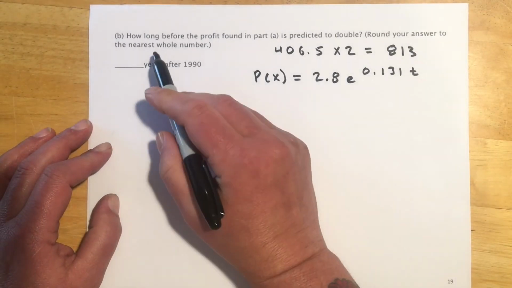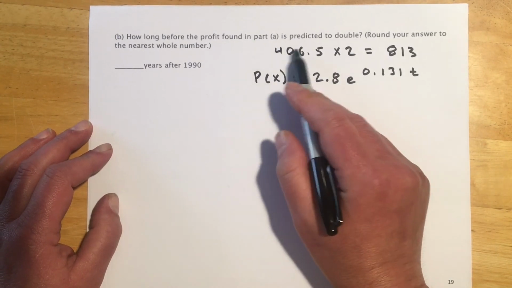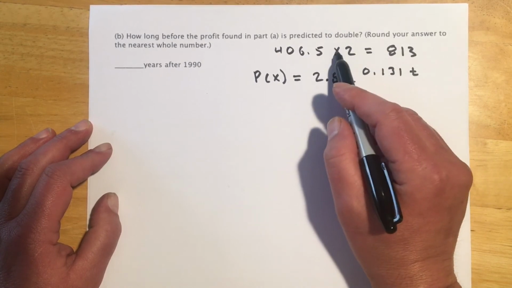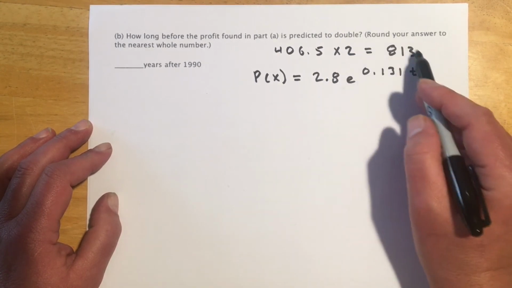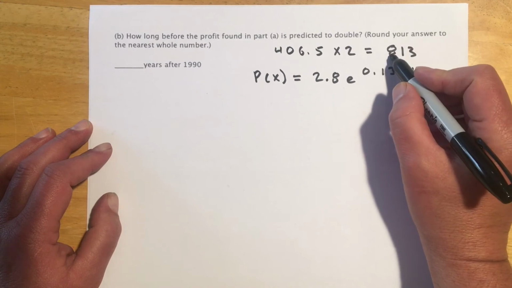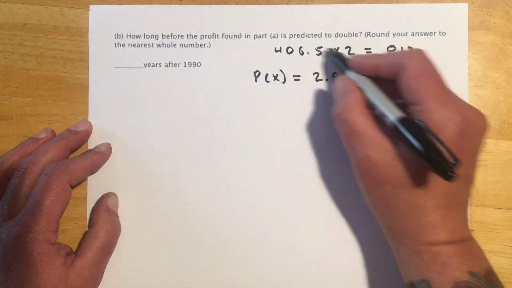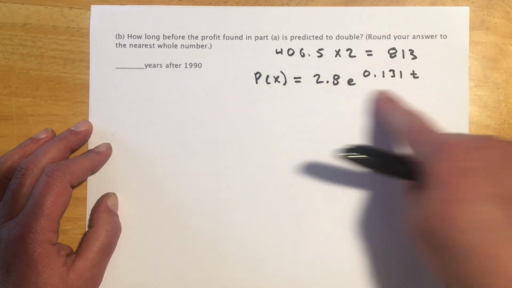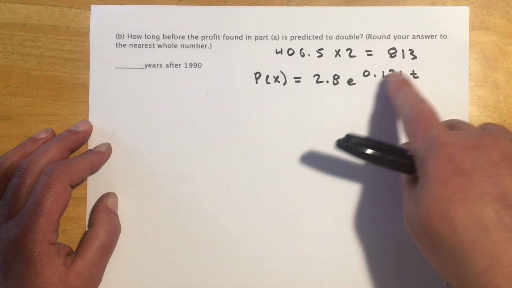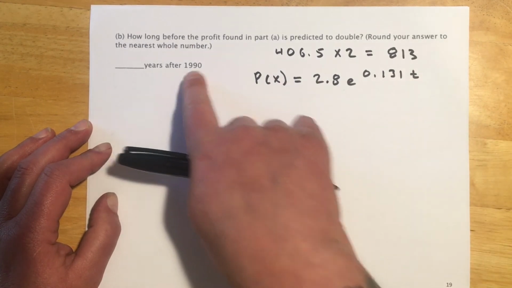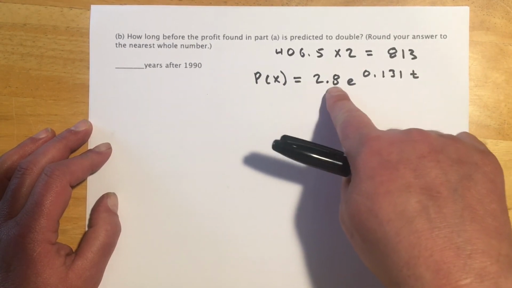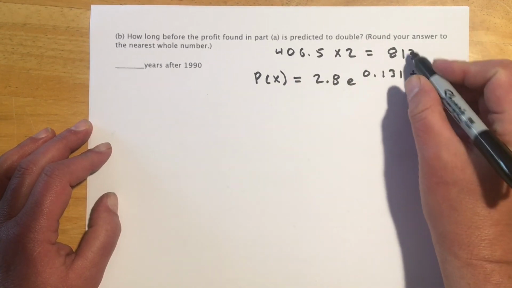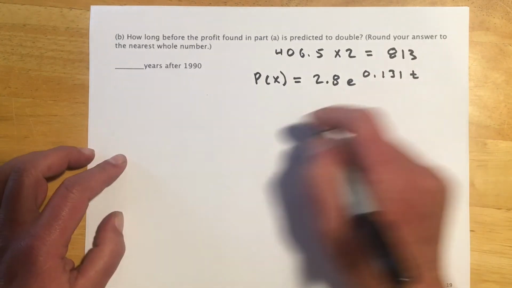Okay, so part B, how long before the profit found in part A, and that was 406.5 million, is predicted to double. So I times that by 2, so that means how long until it's predicted to be 813 million. So let's just double this. And then our profit equation from the last page, I just wrote that out here. So what we want to know is how long until, and this is years after 1990, so we're just doing it relative to that original equation because this is years after 1990. So we want to know the time for the output to be the 813.